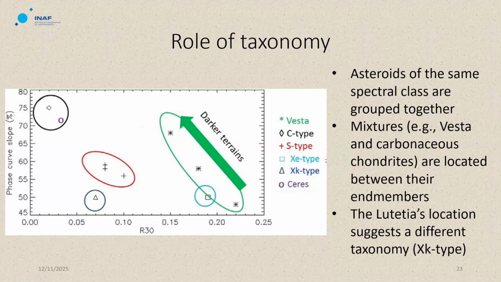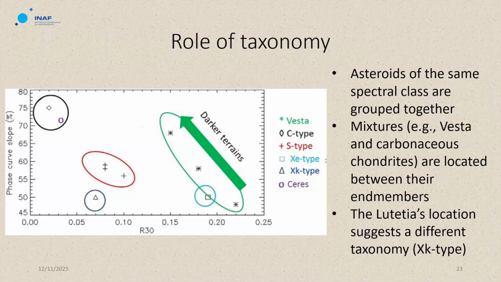There are some exceptions. Lutetia. Lutetia is outside of each taxonomic class, and this is a confirmation that it belongs to a different taxonomic class, because Lutetia was also classified as S-type, and this result confirms that it is a different taxonomic class, an Xk type.